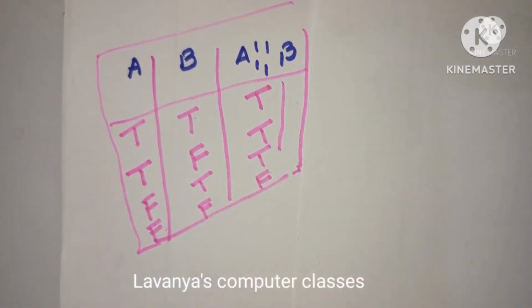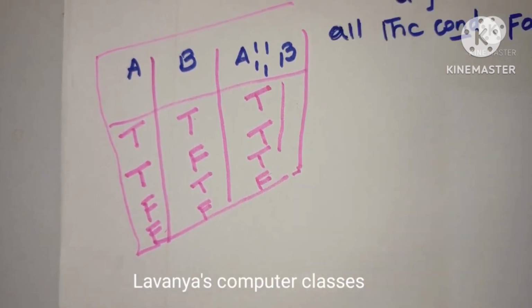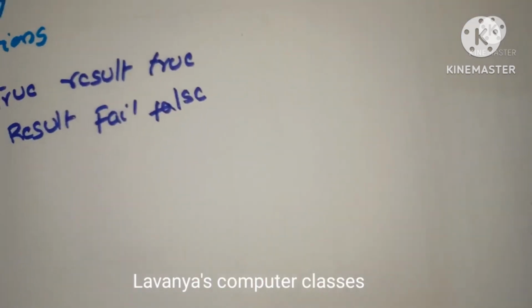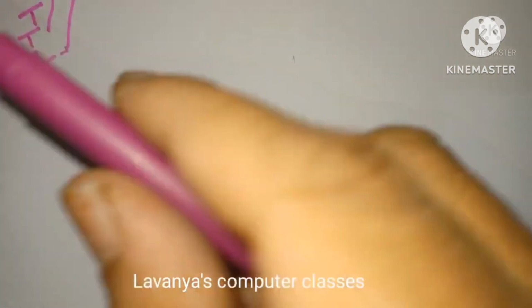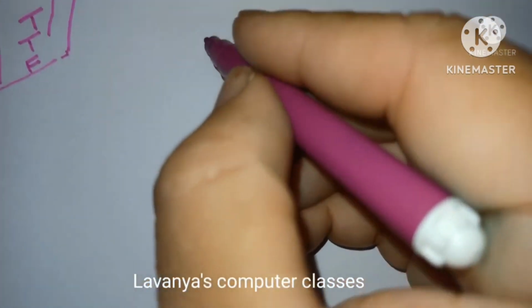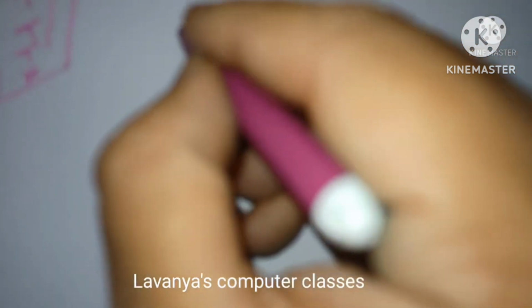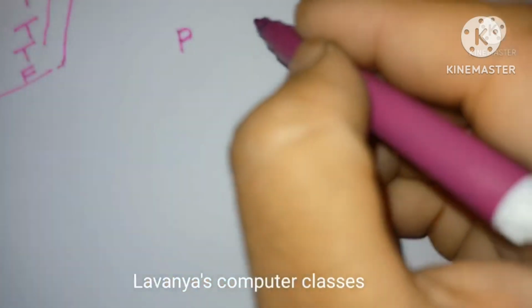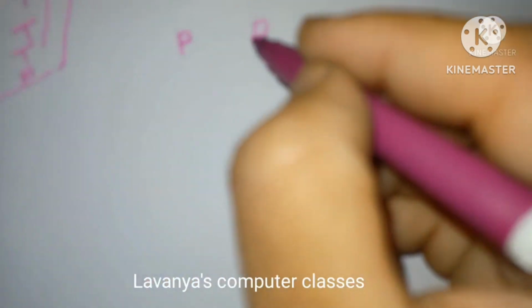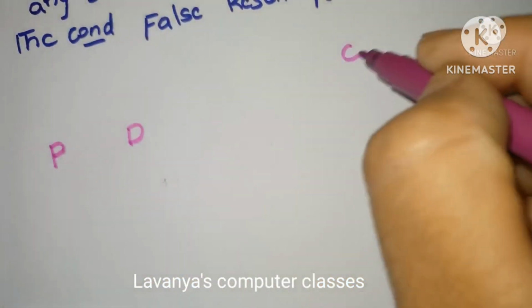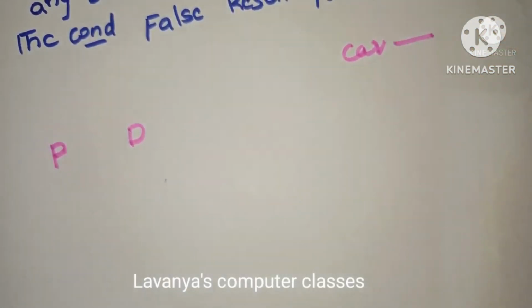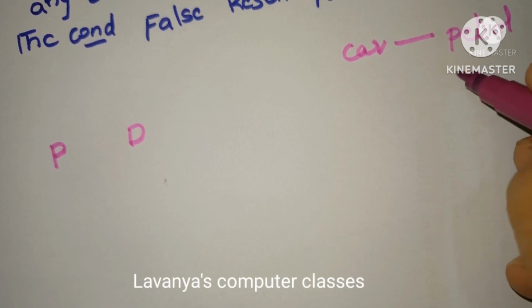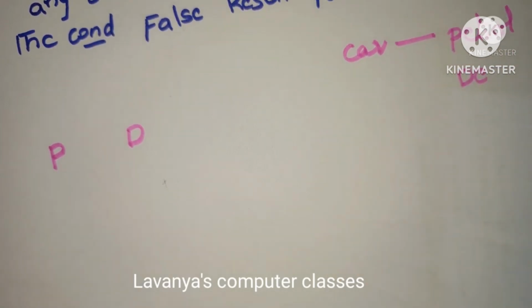Now I will give the explanation with one example. For example, I have a car. If I want to run the car, either we need petrol or we need diesel. So there are two conditions. First, I have a car. For the car to run, we need either petrol or diesel. If any one is true, then the car is working.